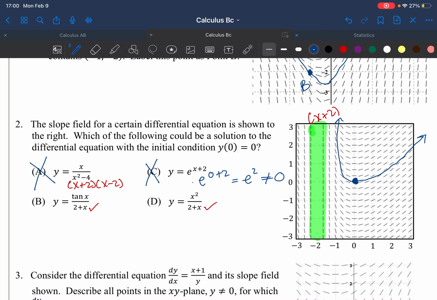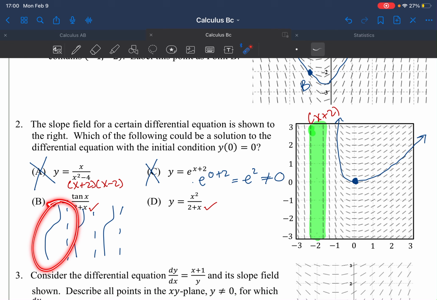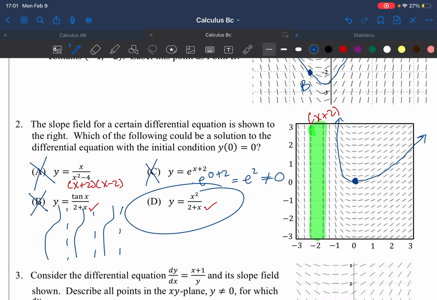Looking at the numerators, we have to remember what each of the functions resembles. For B, tangent of x, recall, looks something like this. I know it's not going to be perfect, just a sketch. Looking at this diagram, in respect to the vertical asymptote, does that match this? It does not, which means it's not B, and the only thing it could be is D. Notice that on the numerator we have x squared, and x squared does resemble that positive parabola that we see off to the right.